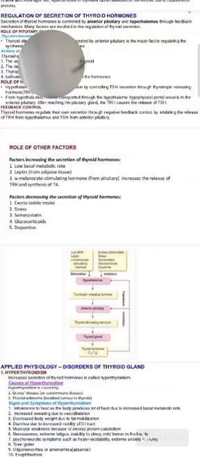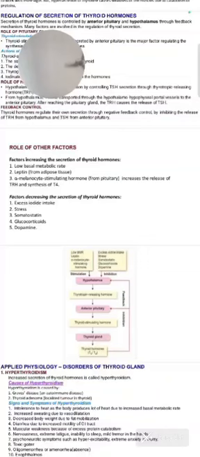So there are other factors that increase the secretion as well as decrease the secretion. If the secretion increases, it has to be inhibited by the following factors, namely the excessive iodine intake, stress, somatostatin, glucocorticoids and dopamine. All these factors inhibit the secretion, thereby the secretion decreases.